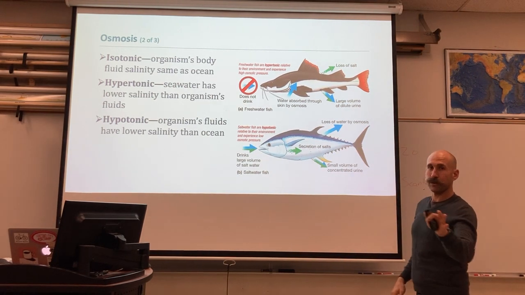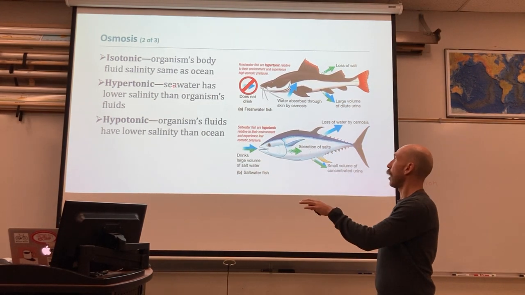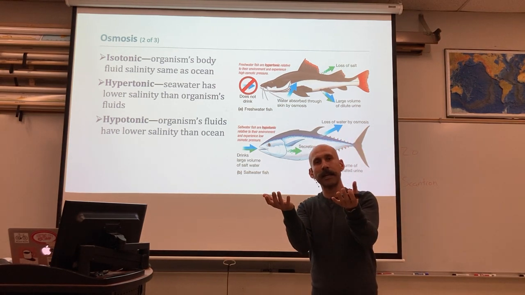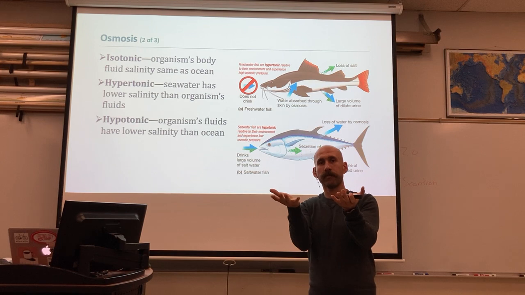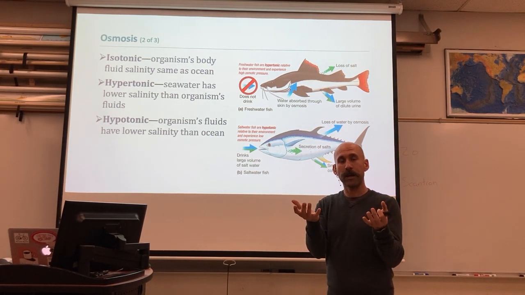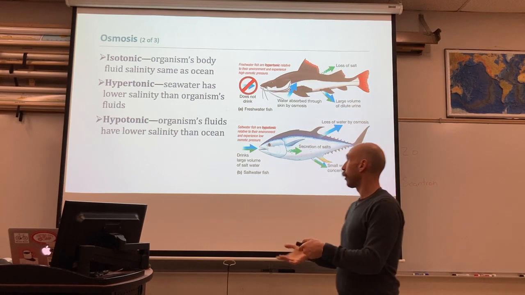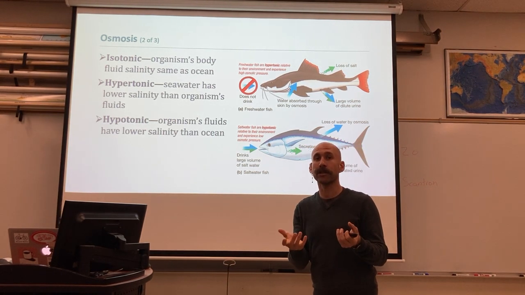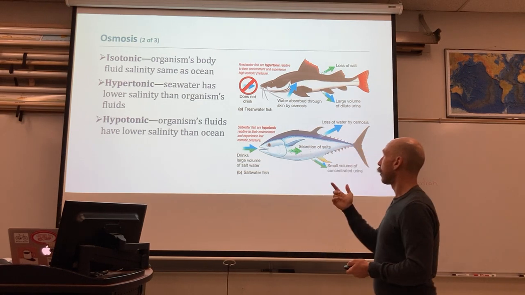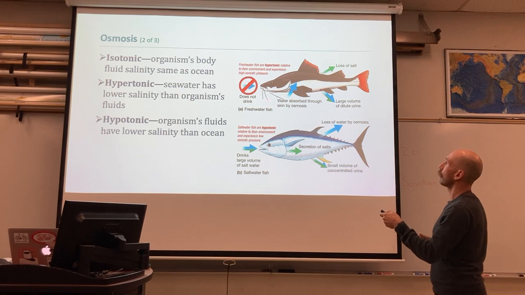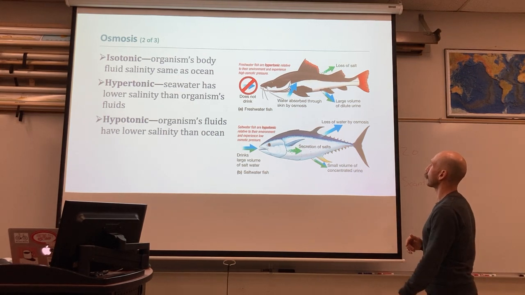This creates a few different scenarios. Isotonic, which would be the organism has the same exact salinity as the surrounding water. Hypertonic, the seawater has a lower salinity than the organism's fluid. Or hypotonic, the organism's fluid has a lower salinity than the ocean. So we can see this in an example of freshwater versus saltwater fish.